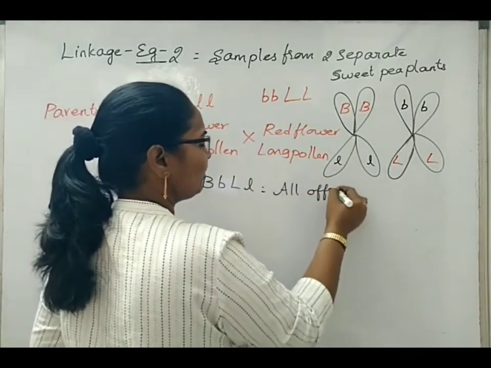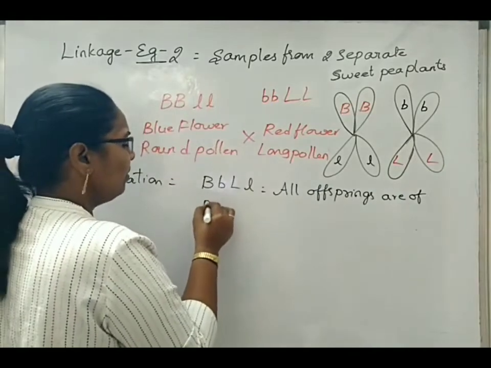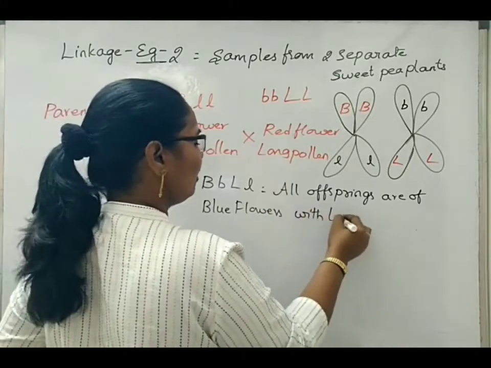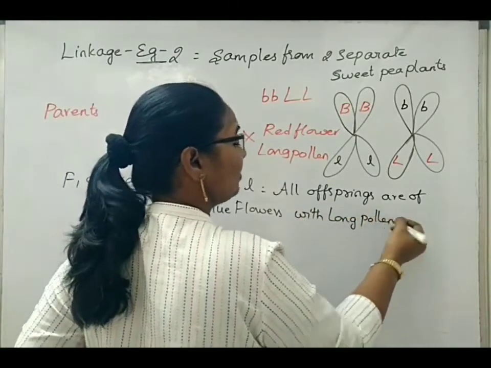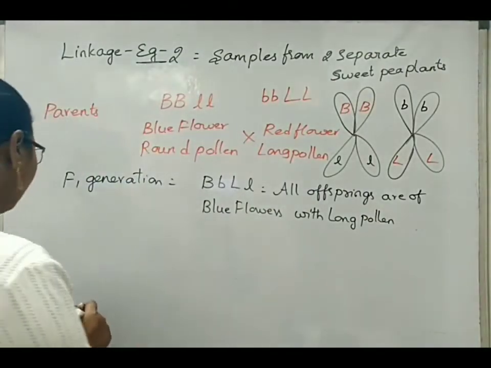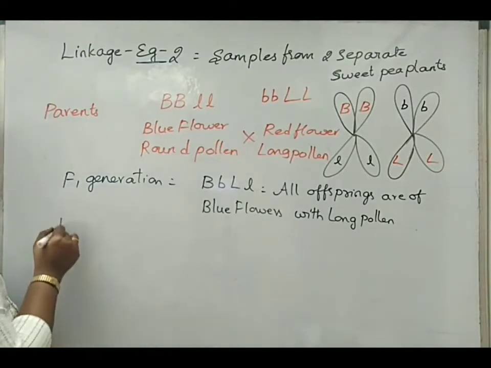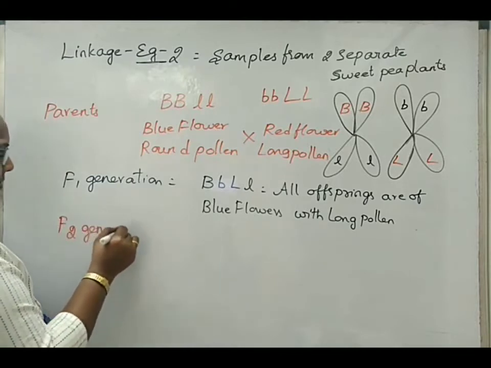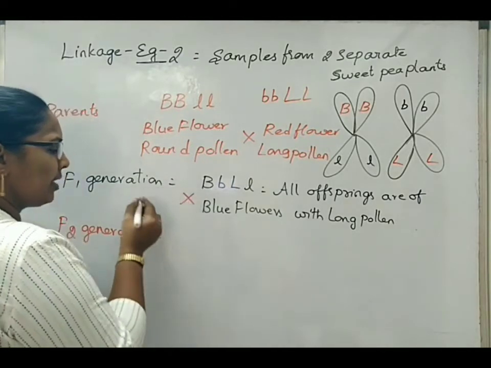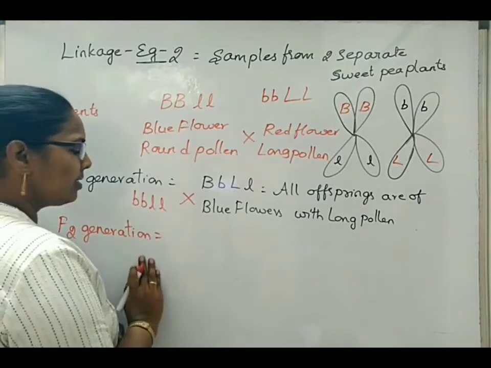All offsprings are of blue colored flowers with long pollen. Even in the first sample of coupling phase we have seen the same type of result in the F1 generation. Coming to the F2 generation, to obtain it, we have to cross this F1 generation with the purely recessive type of alleles. Then what is the result?